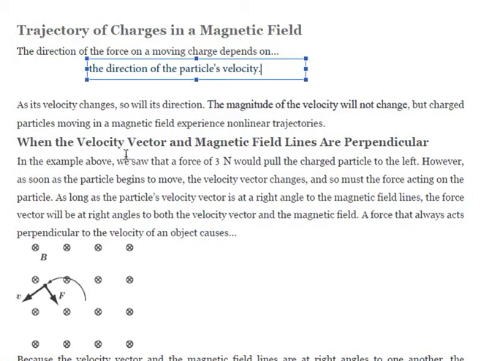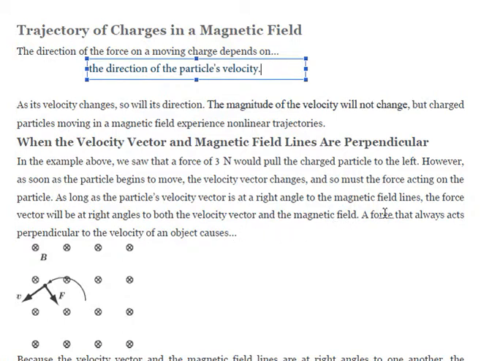So in the example that we saw above, that 3 Newton force was pulling the particle to the left. But once the particle starts to move a little bit, if it's getting pushed to the left, it changes its velocity. So its velocity is no longer straight up, now it's somewhere up and to the left. So since we have a new velocity, we have a new force. As long as a particle's velocity vector is always at a right angle to the magnetic field lines, the force will always be at right angles to both of them.